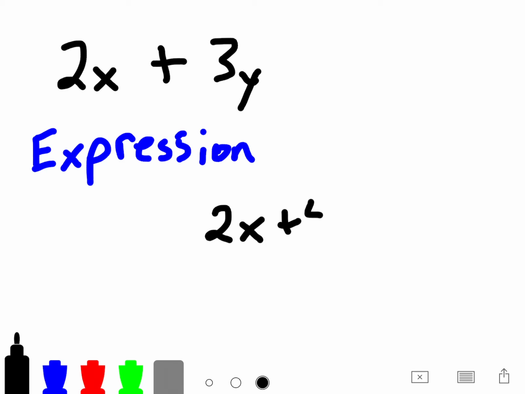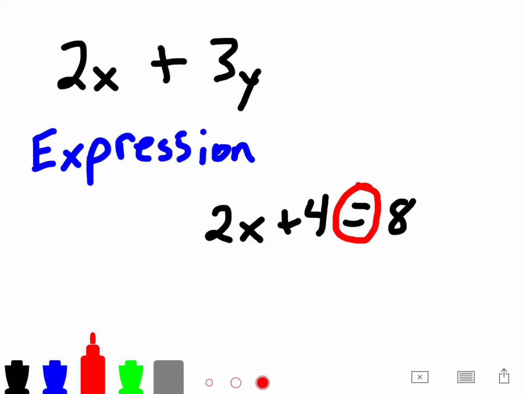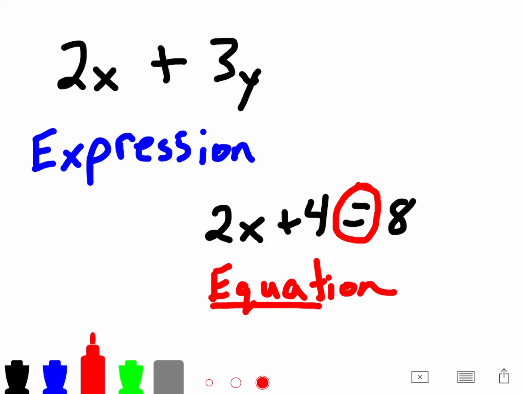Then, if I have 2x plus 4 equals 8, there's now an equal sign, and so this is called an equation. See that equation. And that equate is going to be really important for this. So an expression has no equal sign, but an equation does. And these are the most basic building blocks that we use for all of math. So keep that in mind. Come back and watch it again whenever you need to.